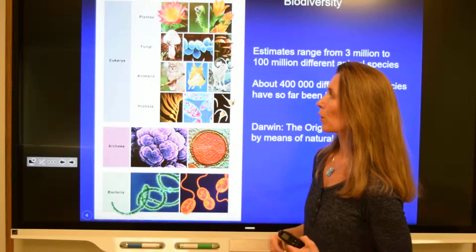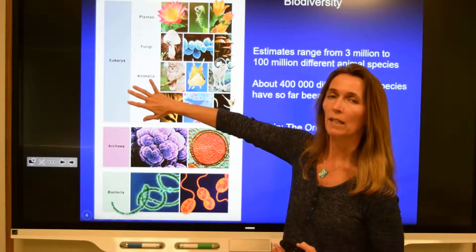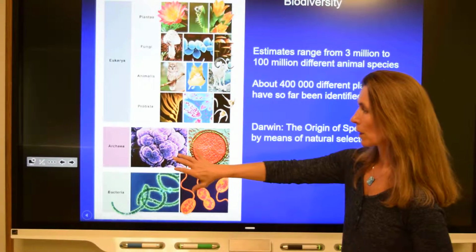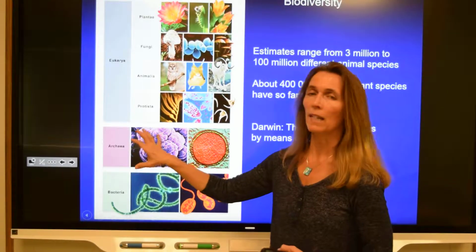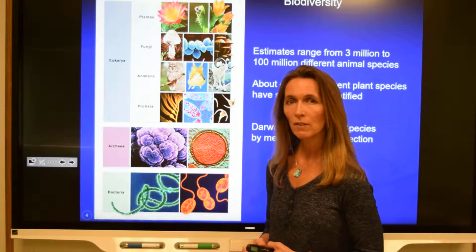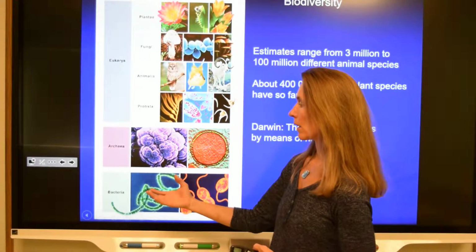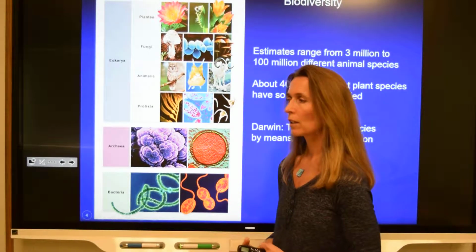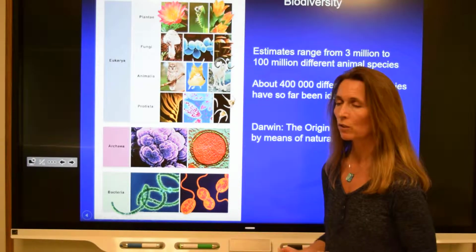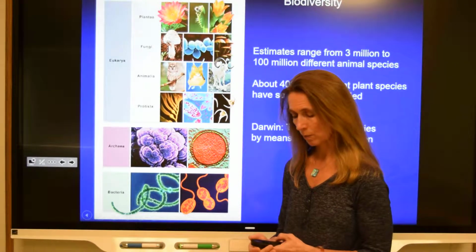The eukaryotic organisms can be subdivided into the plants, the fungi, animals, and single-celled organisms, the protists. And the prokaryotes can be subdivided into the archaea, or you will also hear these called extremophiles. They live in extreme conditions like in hot vents. And bacteria obviously are present everywhere. There are good bacteria, there are harmful bacteria. So we'll talk about bacteria when we talk about prokaryotic organisms.